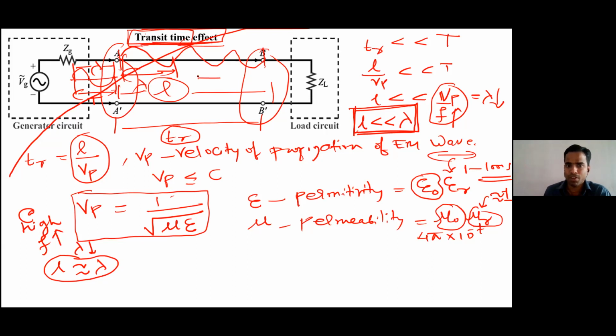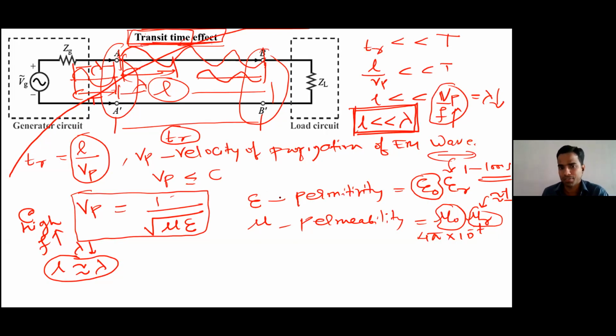But if your wave is very small, or basically comparable to the length of the line, then the effect of transit time comes into picture. And because of the transit time, what we cannot do is apply KCL KVL, the basic circuit analysis tool which you use to analyze any circuit. You cannot do that. Why?